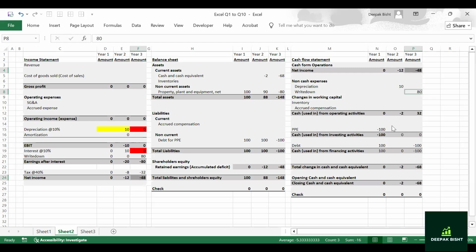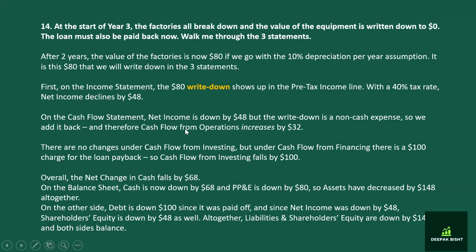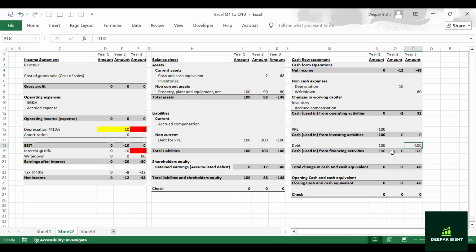The write-down is a non-cash expense, so we add it back, and therefore the cash flow from operations decreases by 32. There will be no changes in cash flow from investing, but under cash flow from financing, there is a $100 change in loan payback. Because we have financed, we actually have to pay it back. So this $100 of debt we will have to pay back, and because of that there will be a cash outflow of $68.